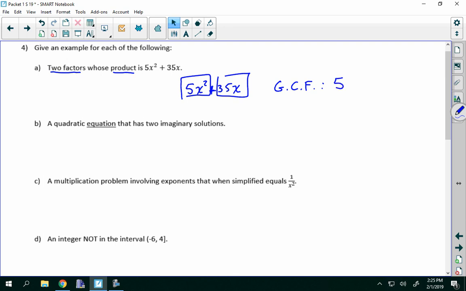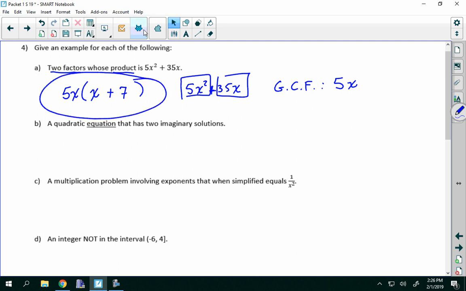You can see that both of those terms, those boxes, have 5. The number 5 divides 5, and the number 5 divides 35. Also, they each have x. They each contain at least one x. So 5x will be one of the factors. Then you represent the second factor by asking, what would I have to multiply 5x by to get 5x squared? You could put an x in there. And then 5x times what gives me 35x? That would be 7. So this is what you would do to answer this question.